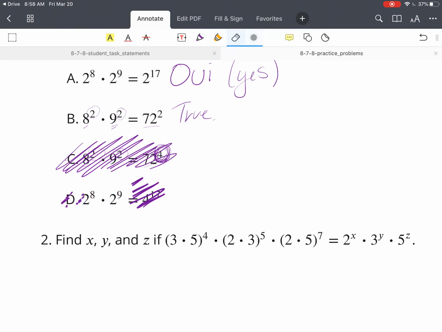Oh, this is hella wrong. Right? You could take a look. They have the same base, so you should be adding the exponents. And they do add the exponents, but they also multiply the bases. Wrong.